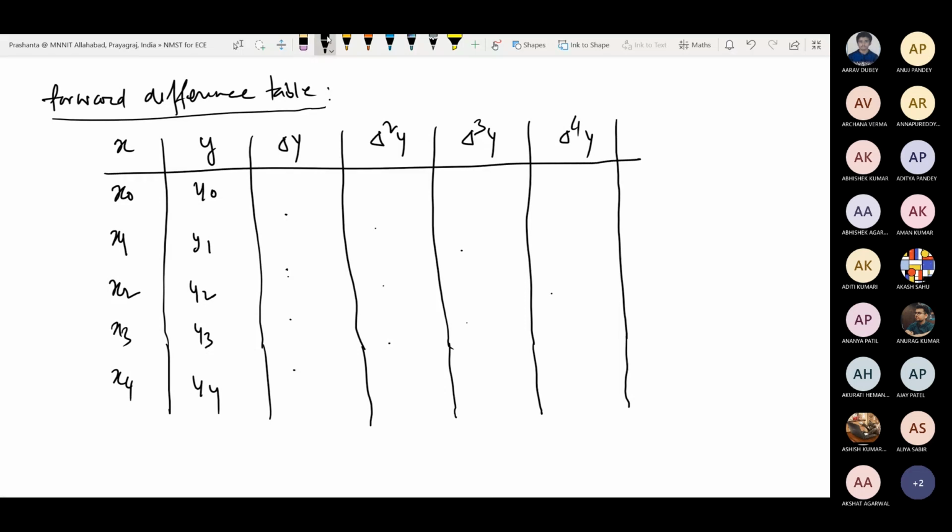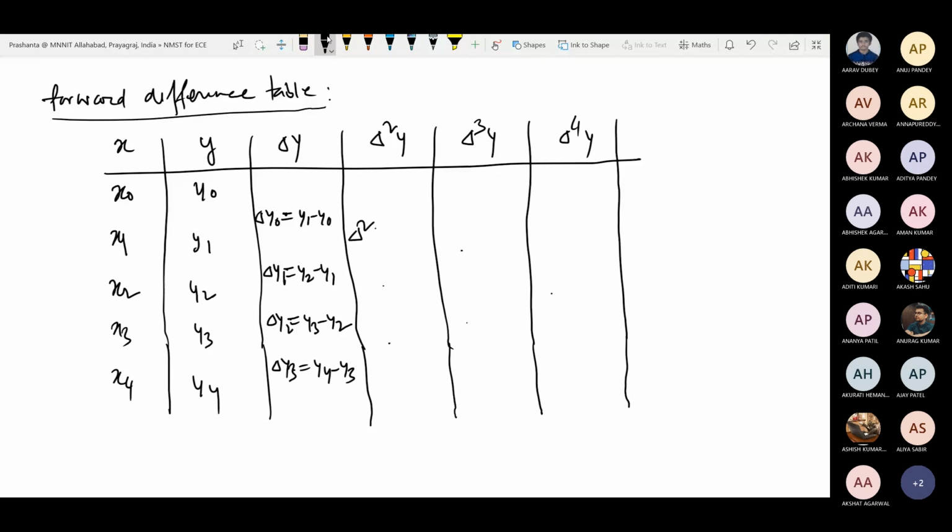Okay. So what is the value here at this dotted position? Y1 minus Y0. So that is delta Y0, which is Y1 minus Y0. At this dotted position, this is delta Y1, which is Y2 minus Y1. At this position, delta Y2, which is Y3 minus Y2. And this is delta Y3, Y4 minus Y3.